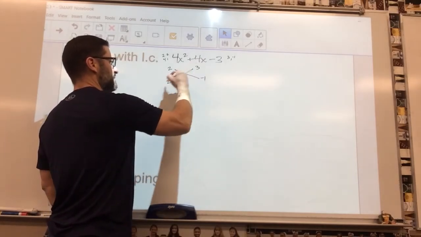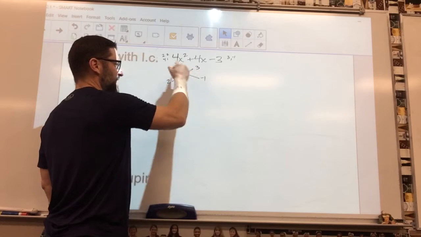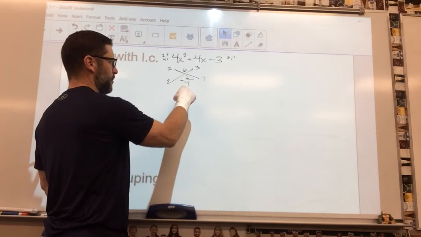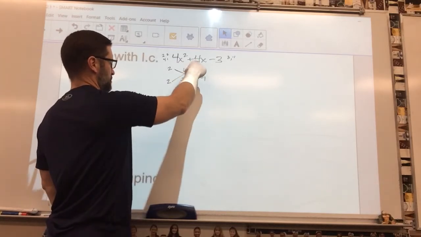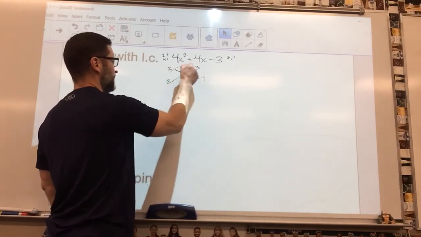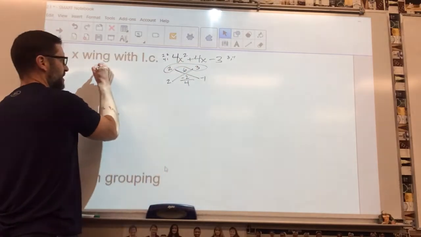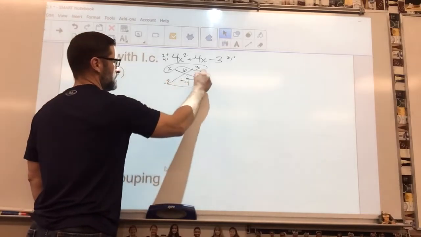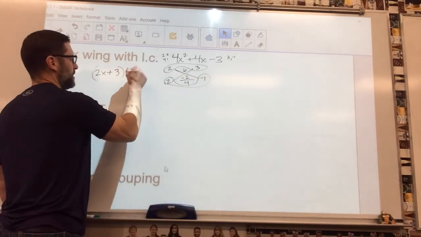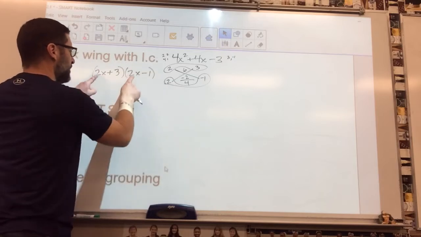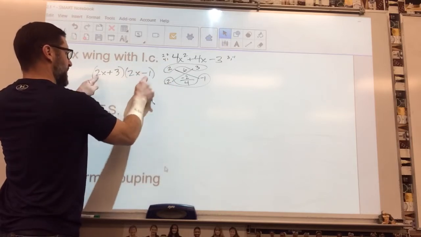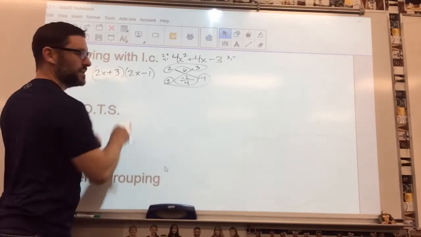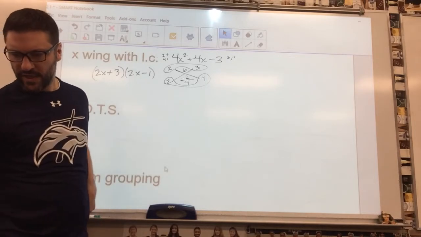So I got 3 times 2 is 6. 2 times negative 1 is negative 2. That's 4. So I got 4 as my term, and oh, looks like I got it already. Let's do it. 2x plus 3 times 2x minus 1, and again, I'm still going to check it. 4x squared, negative 2x plus 6x is plus 4x minus 3. I got it. Here's the one I'd like you to try.